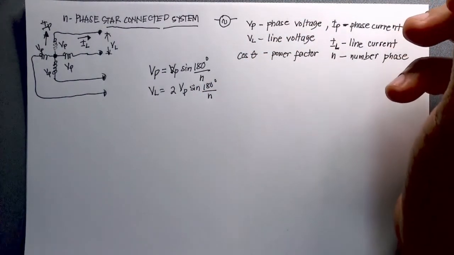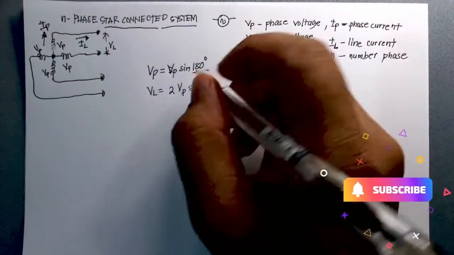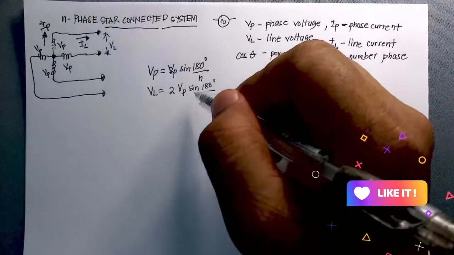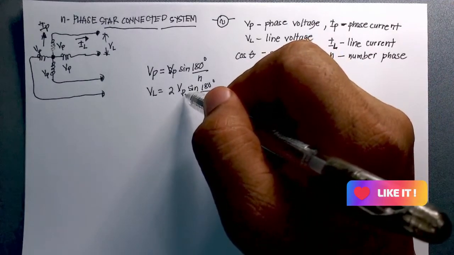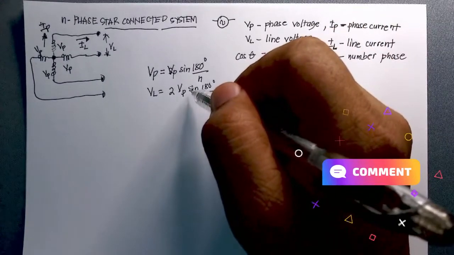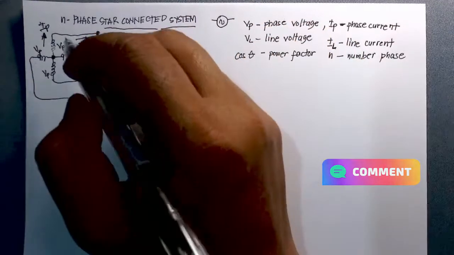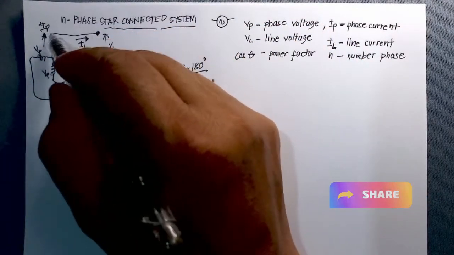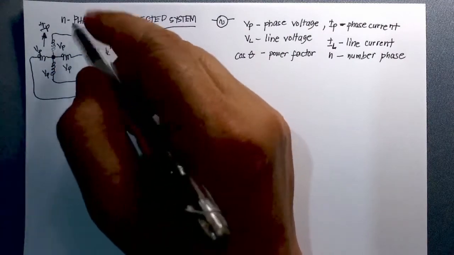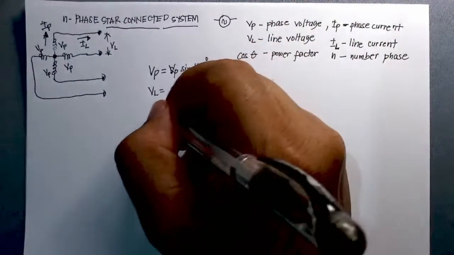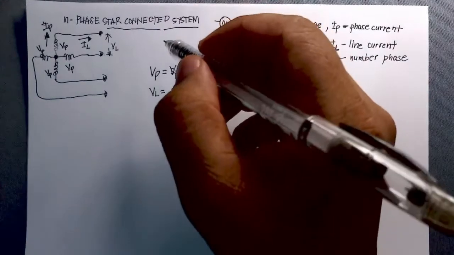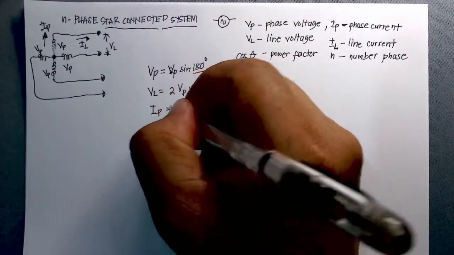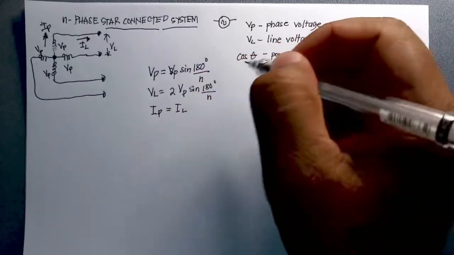Okay, so this is how you change the line voltage to the phase voltage. And for your currents here, we know that IP goes through here, and it is also your IL. So therefore, in a star connected system, your phase current is equal to the line current.